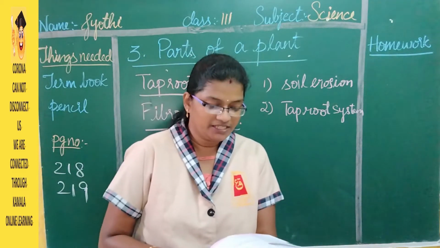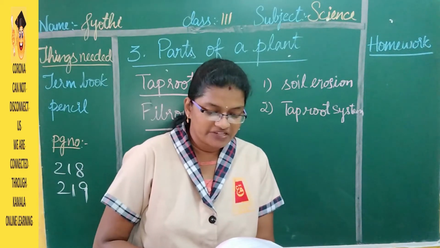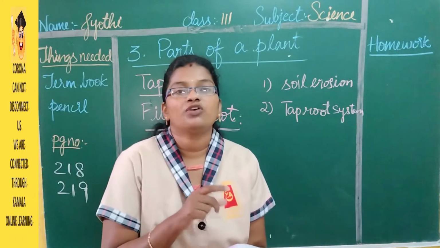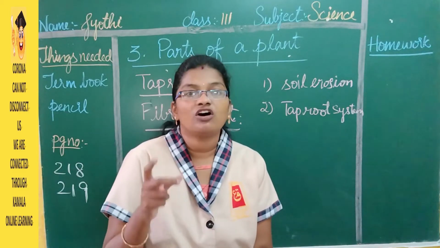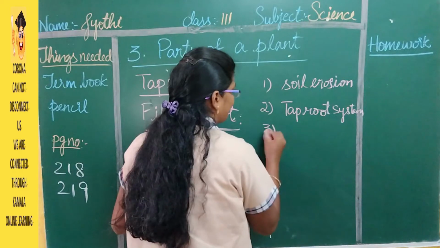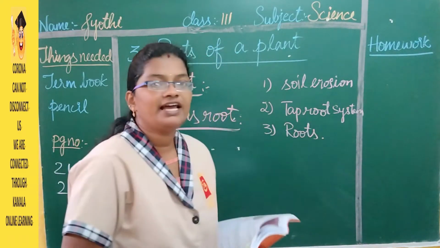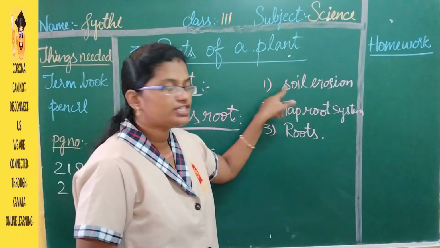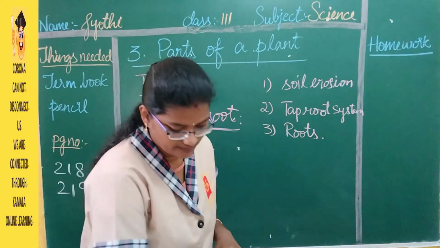Then the third one: leaves, flowers, roots help the plant in firmly fixing to the soil. So which are going to help the plant to fix in the soil? Leaves, flowers or roots? Yes, it is roots. So underline roots. The first one is soil erosion, second one is taproot system, and third one is roots.